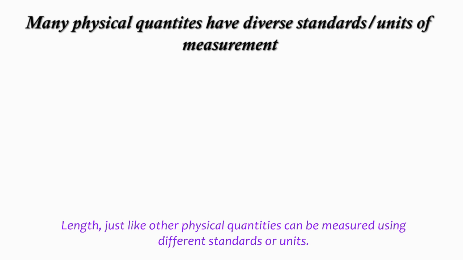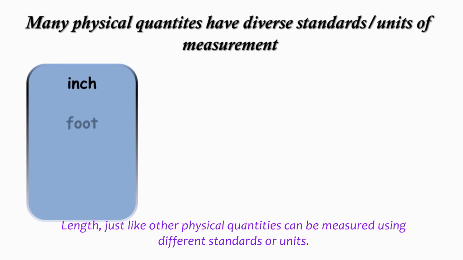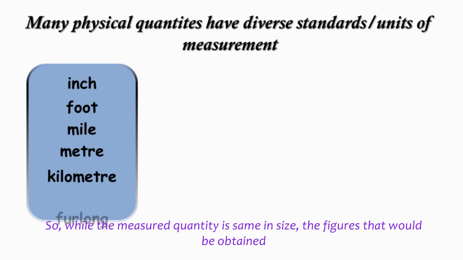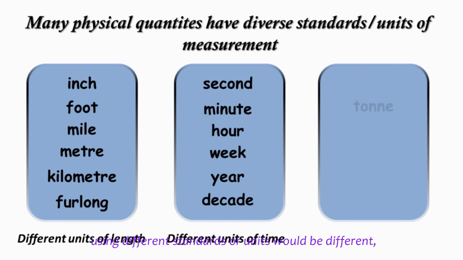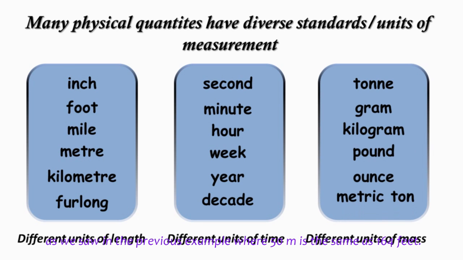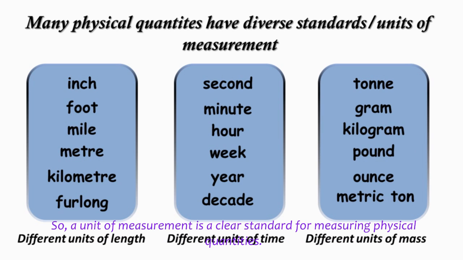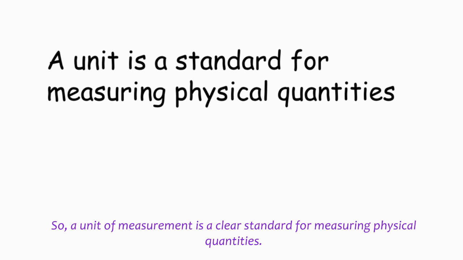Length, just like other physical quantities, can be measured using different standards or units. So, while the measured quantity is the same in size, the figures that would be obtained using different standards or units will be different, as we saw in the previous example where 50 meters is the same as 164 feet. So, a unit of measurement is a clear standard for measuring physical quantities.